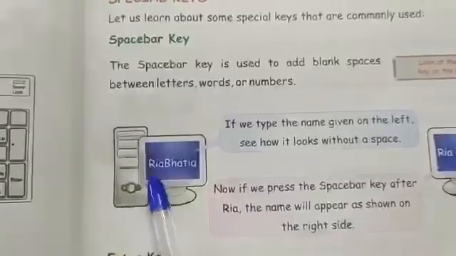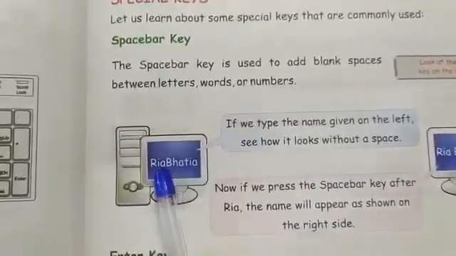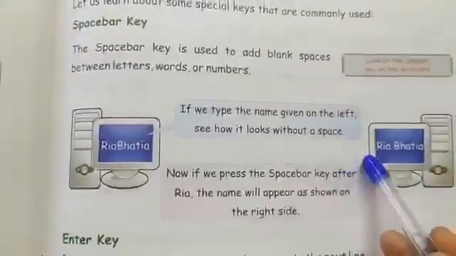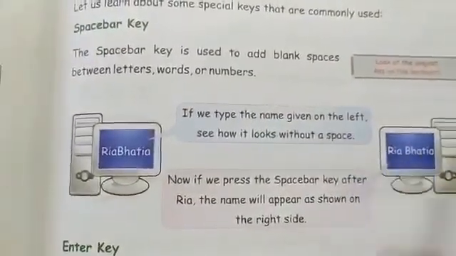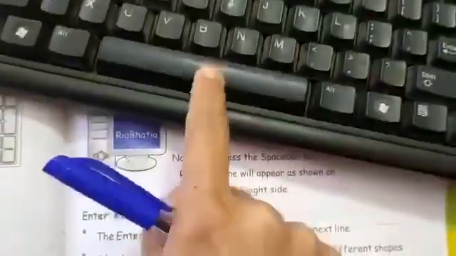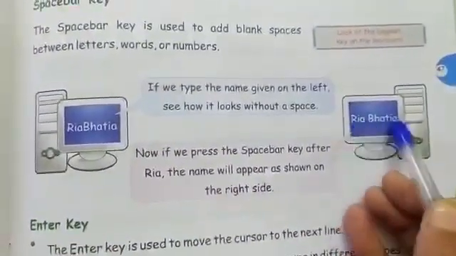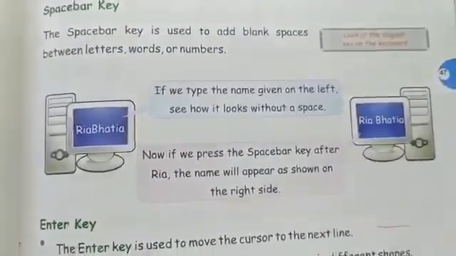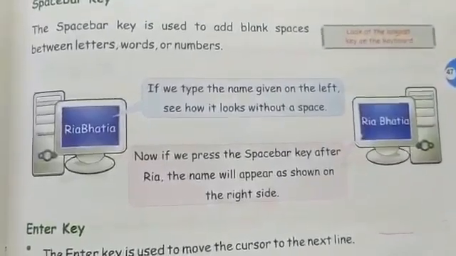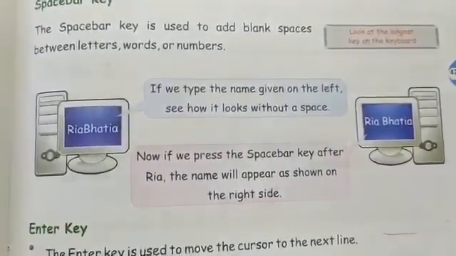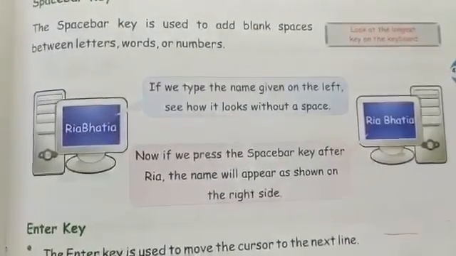Like if I have written here Riya Batra, so there is no space. So what we have to do, first I will write Riya, then I will press this longest key, space bar key, then this space will come between Riya and Batra, and then I can type Batra. So the space bar key helps to keep space between two words.